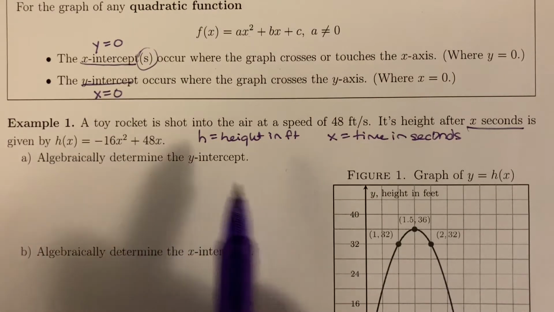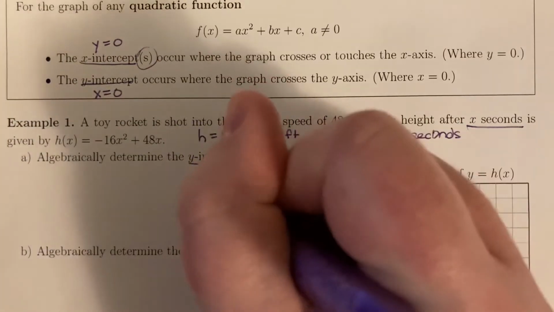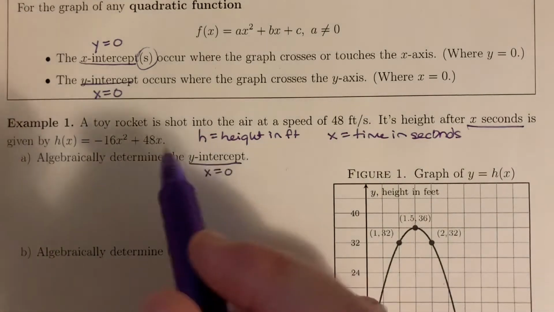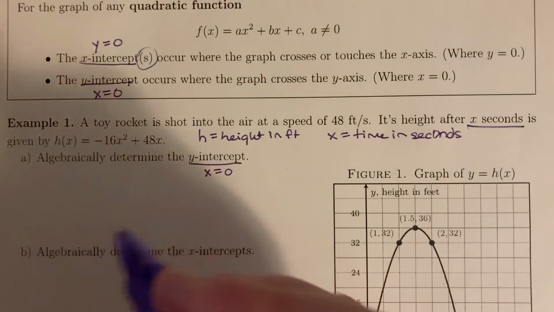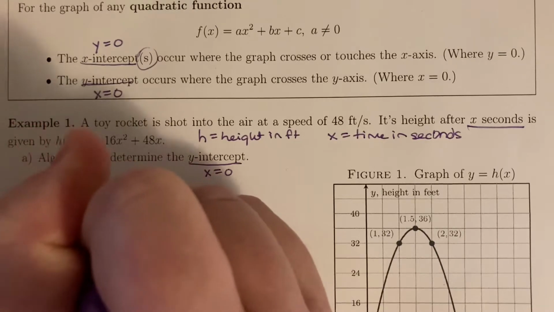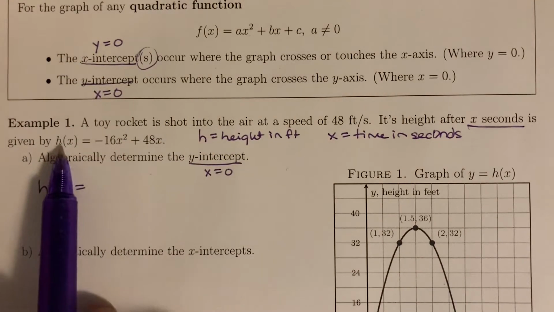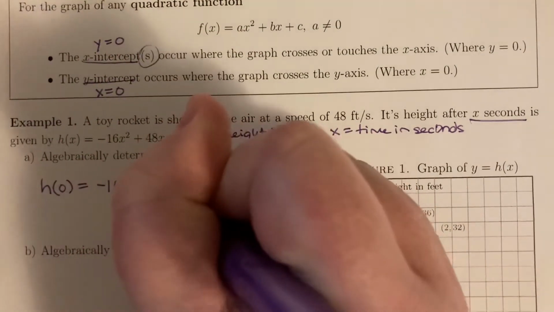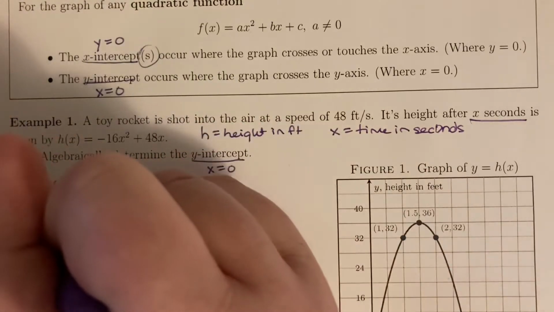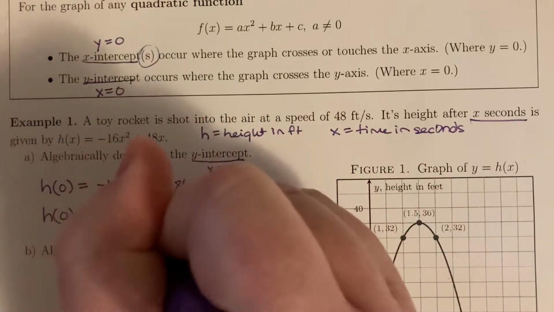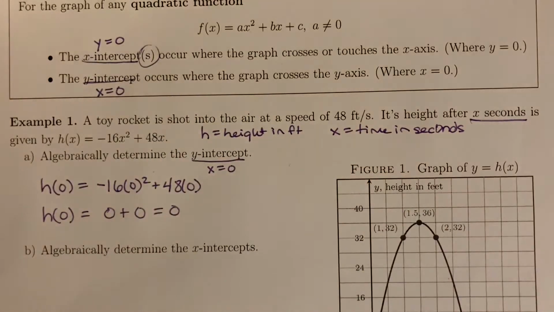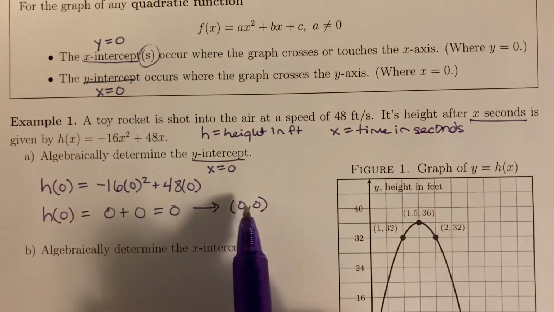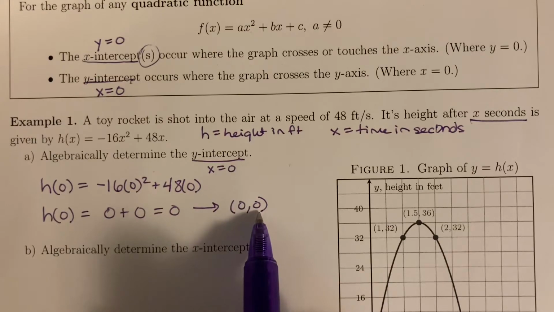Then it says algebraically determine the y-intercept. So remember, y-intercept always means x equals 0, no matter what the function is. So really, all we do is plug in 0. In function notation, we call that h of 0. So where there's an x, I'm going to put a 0, plus 48 times 0. So h of 0 is 0 plus 0, which equals 0. So what this tells us is that the y-intercept is the point (0, 0), because when I plugged in x equals 0, I got that y equals 0.